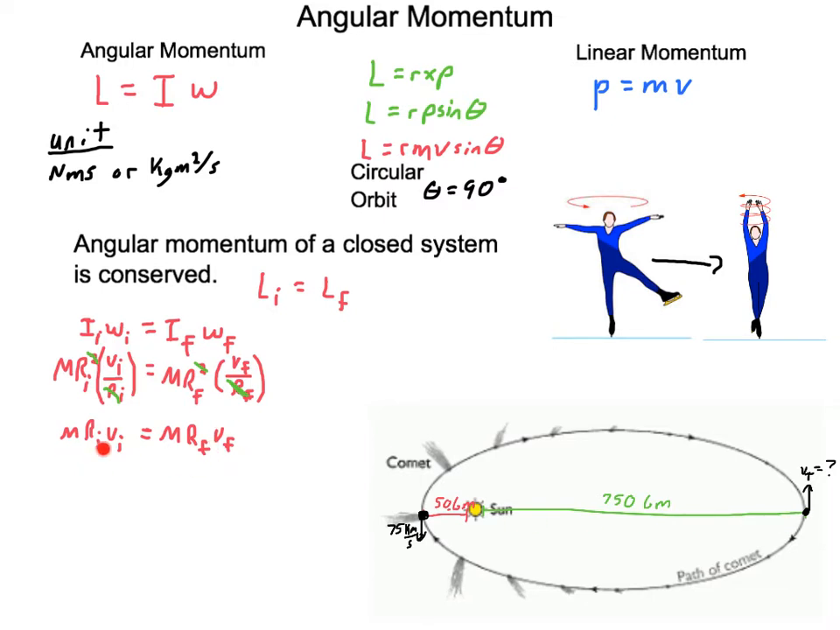Notice this equation here is the same as this up here. The reason we don't have the sine theta on it is because sine theta is 90 degrees at the nearest and the furthest point from the sun. It wouldn't be at any other points around here. Since the mass is the same, I can cancel that out, dividing both sides by it, leaving me only with the initial radius times the initial velocity equals the final radius times the final velocity.